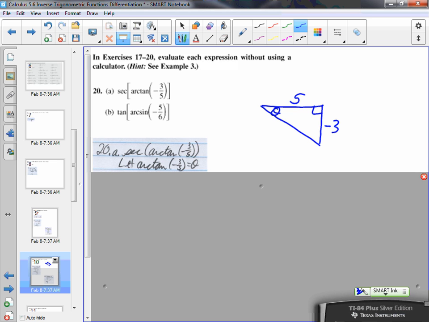I could have put the negative either place, right? Either on the 3 or on the 5. And it ought to work out. Everything's still going to work out just fine from here.